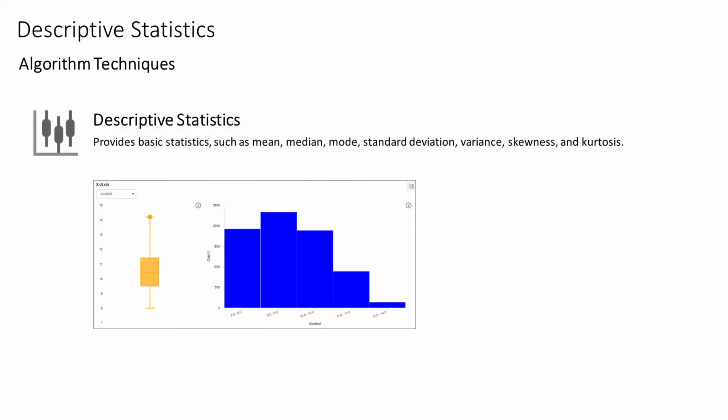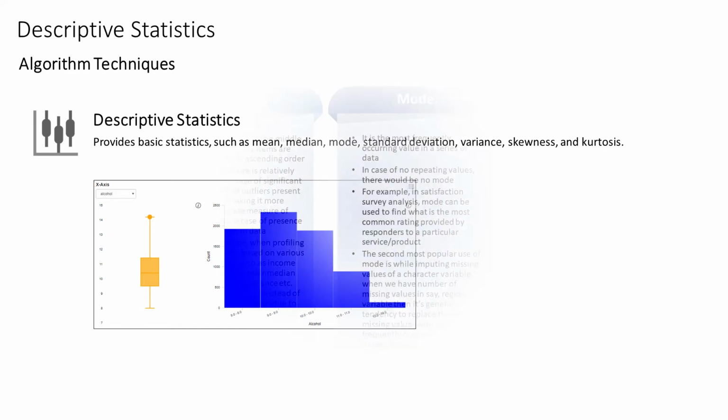The next technique we will review is descriptive statistics. This technique helps users to describe and understand the features of a specific data set by providing short summaries and a graphic depiction of the measured data.